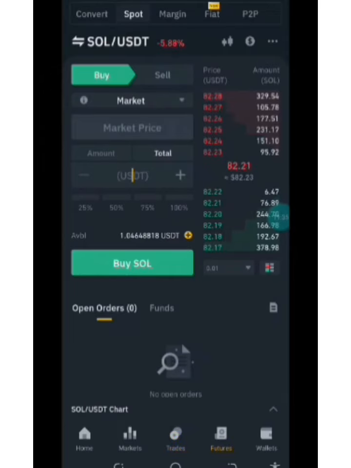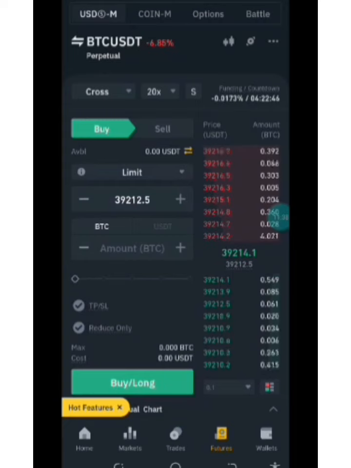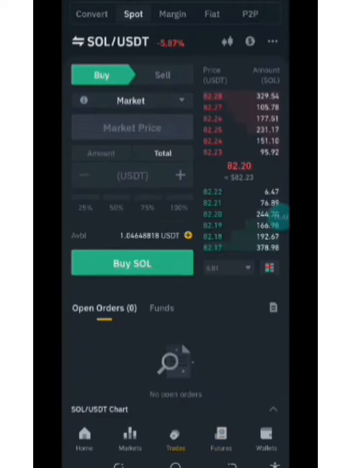Then we go to futures. I would say it's not the safest way to trade if you are not a professional or you are not experienced. The safest way for you to trade is spot trading. We have different forms of trading: spot trading, futures trading, and margin trading. But the safest way is spot trading.